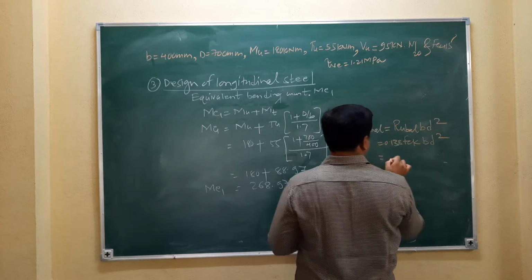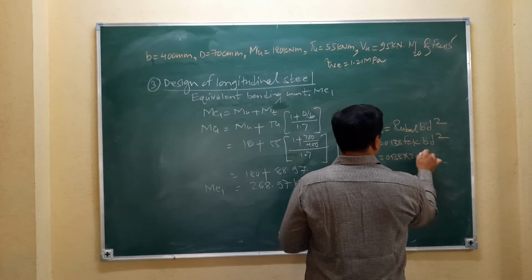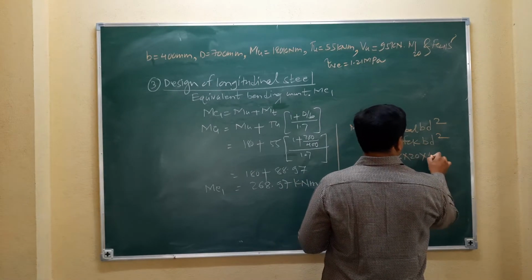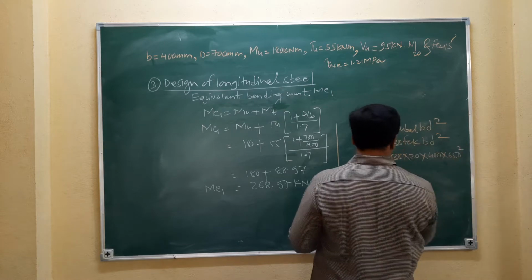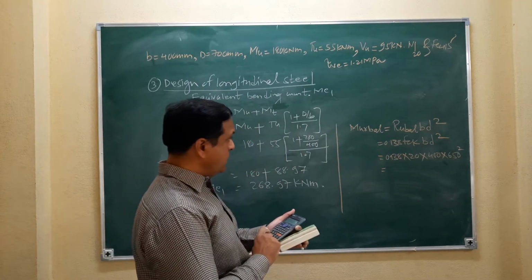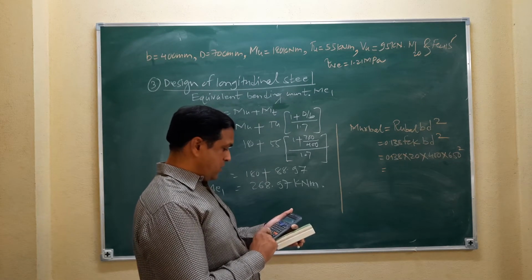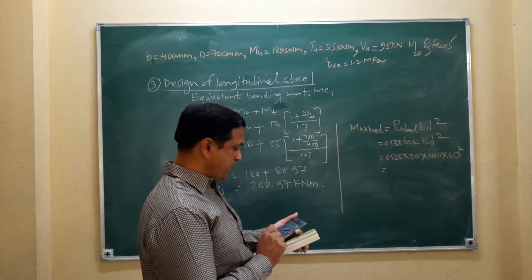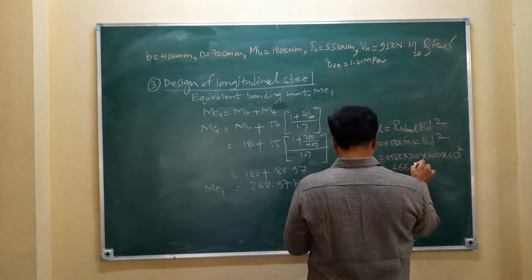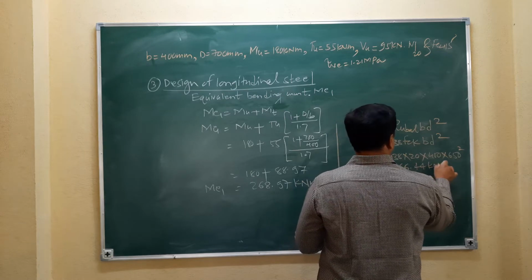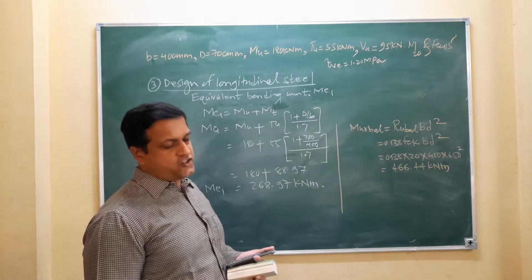This section and depth of the section. So 0.138, fck is 20, width is 400, depth is 650 square. So 0.138 into 20 into 400 into 650 into 650. So the value is 466.44 kilonewton meter. So this is the moment of resistance of a balanced section.